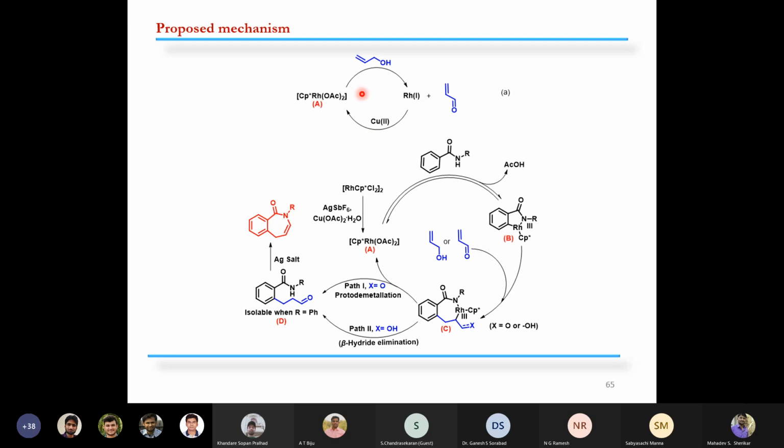Even though we have shown that the allyl alcohol can oxidize in situ to the aldehyde, we cannot neglect that the allyl alcohol can also directly couple to this rhodacycle and form the CH activated product, and then it will undergo beta hydride elimination and form the hydroarylated product.